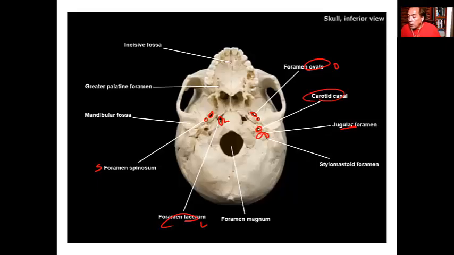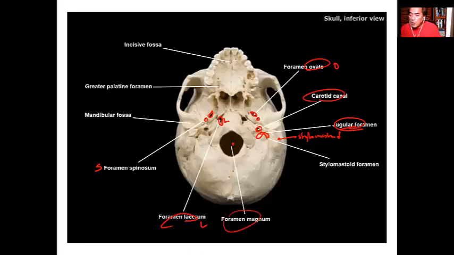The carotid canal is for the carotid artery. The jugular foramen is for the jugular vein. Stylomastoid is not visible in this. It'll be between the styloid process and the mastoid process. Okay, stylomastoid. And then after the stylomastoid, you have this hole called the foramen magnum.